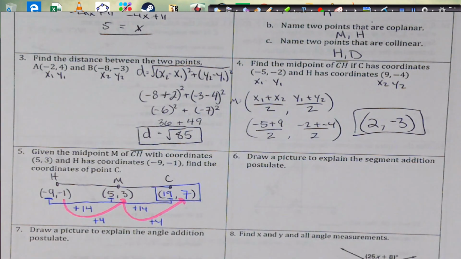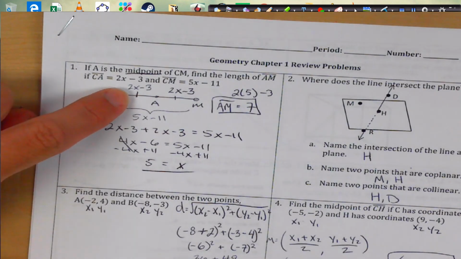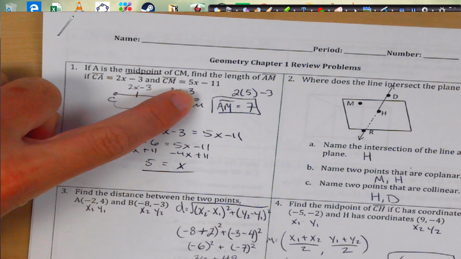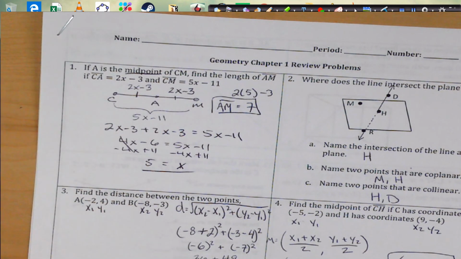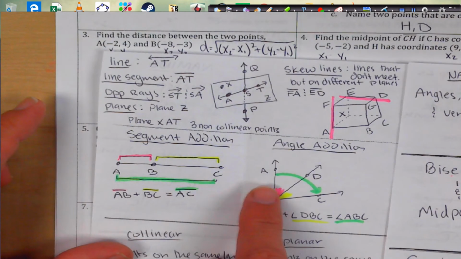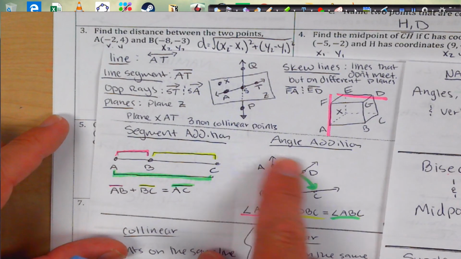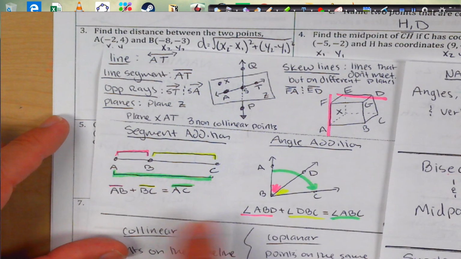Draw a picture to explain the segment addition postulate. You should, but my segment addition postulate is right here: CA plus AM equals CM. So there you go. Angle addition postulate. Well, I'm going to cheat because I already made this. So here's angle addition and segment addition postulate from a flip book. Little angle plus little angle makes big angle. So that's angle addition postulate, and there's that segment addition postulate.